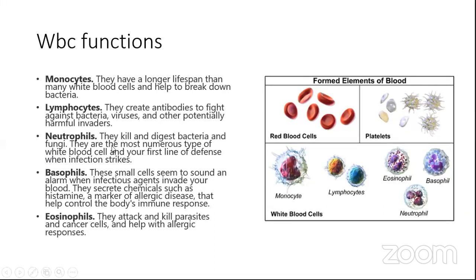It's the first line of defense. They used to say first line of defense. Neutrophils are the first line of protection. First they identify and try to fight. If they are unable to fight and kill, then the other white blood cells take control.